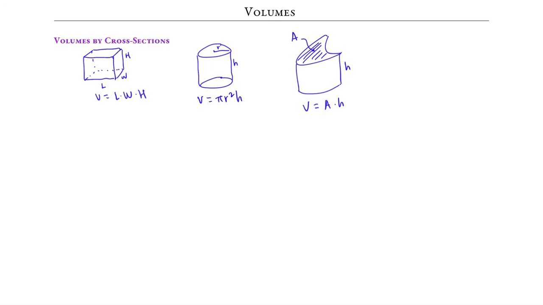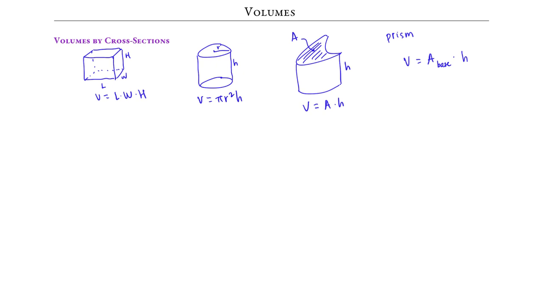In this section, we will find volumes of solids. Now we know how to find the volume of a rectangular solid, of a cylinder, of a prism. The volume of a prism is the product of the area of the base times the height. The height is perpendicular to the base.